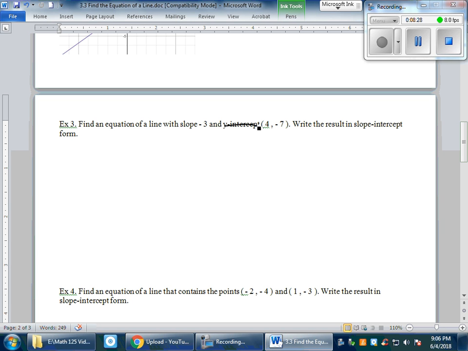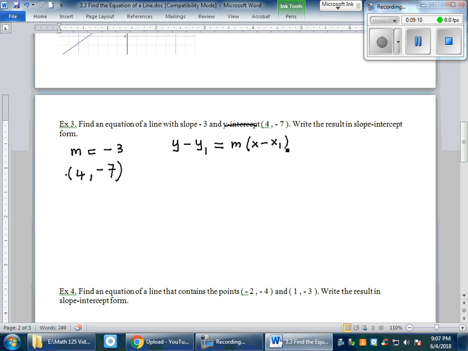So in this case, 4, negative 7 is not a y-intercept. So we have a point and a slope. My slope is negative 3 and the point is 4, negative 7. Since this point is not a y-intercept, I'm going to use the other formula to start the problem, which is y minus y sub 1 equal to m times x minus x sub 1. That is point-slope form.